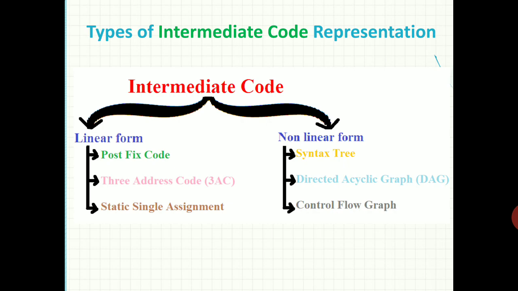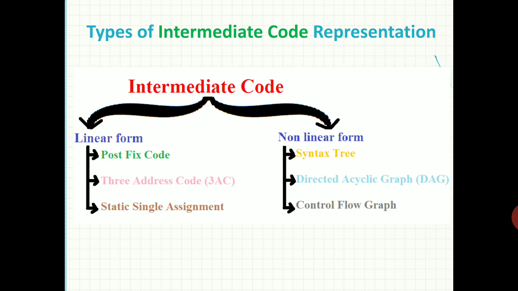In linear form, we can represent the intermediate code as PostFix code, three-address code, and static single assignment. In non-linear form, we can represent the intermediate code as syntax tree, directed acyclic graph, or DAG, and control flow graph. So we are going to discuss each and every representation one by one. First we will discuss the linear form representation of the intermediate code.